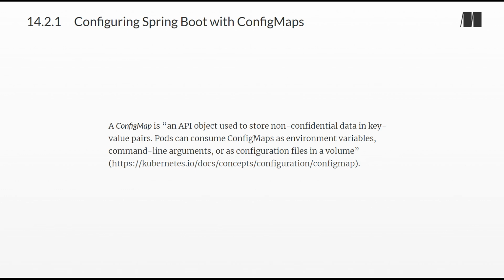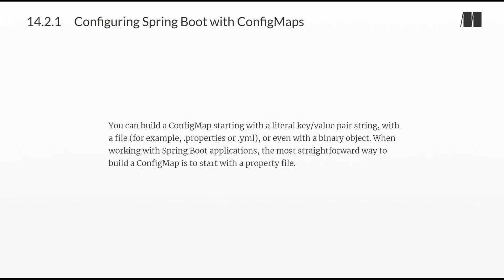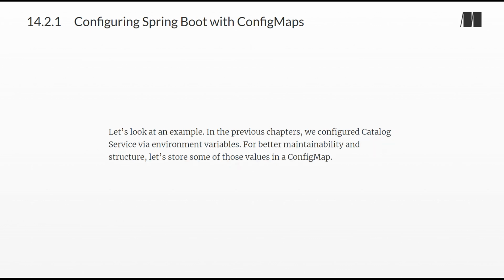A config map is an API object used to store non-confidential data in key-value pairs. Pods can consume config maps as environment variables, command line arguments, or as configuration files in a volume. You can build a config map starting with a literal key-value pair string, with a file, for example .properties or .yml, or even with a binary object. When working with Spring Boot applications, the most straightforward way to build a config map is to start with a property file. Let's look at an example.